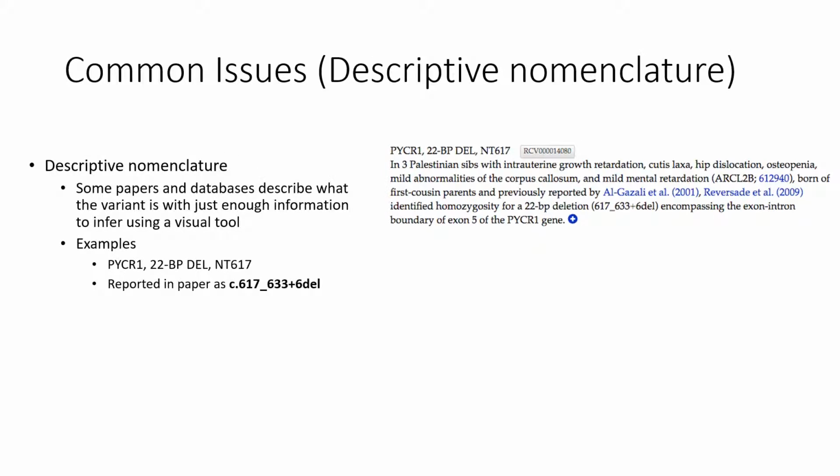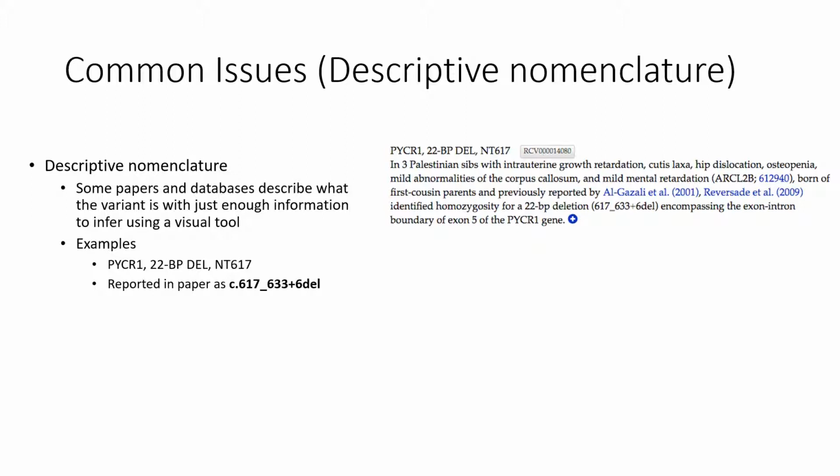So next we're going to consider variants that are identified via what I like to call descriptive nomenclature. That is, they've been described well enough to figure out what they are, but don't have full HGVS expressions. In this case, papers and databases will provide just enough information to infer the HGVS expression using a visual tool. So, this variant is the PYCR1 22 base pair deletion variant, and it starts at nucleotide 617 and runs through the intron of a gene.